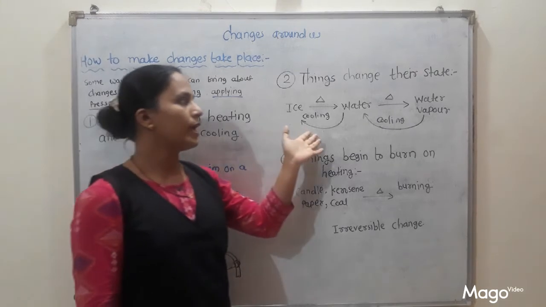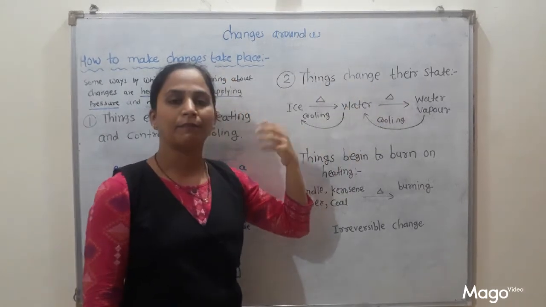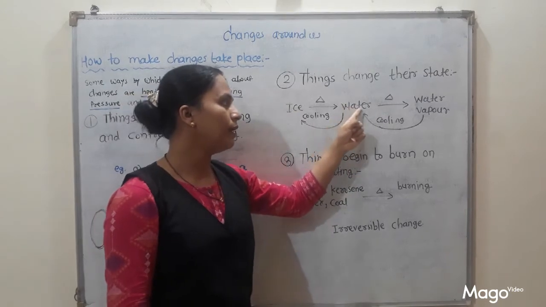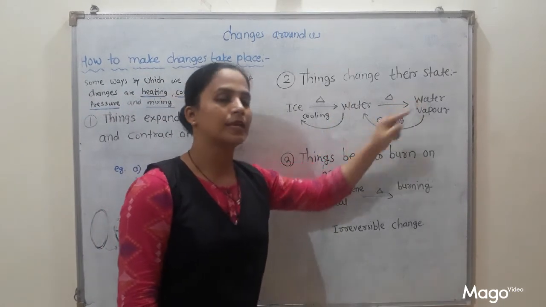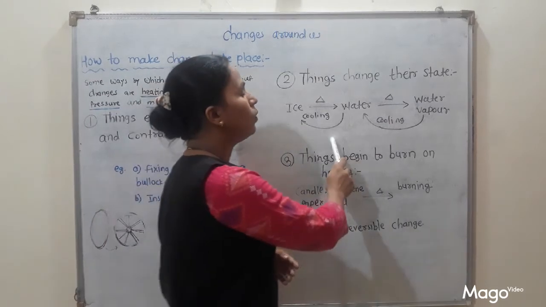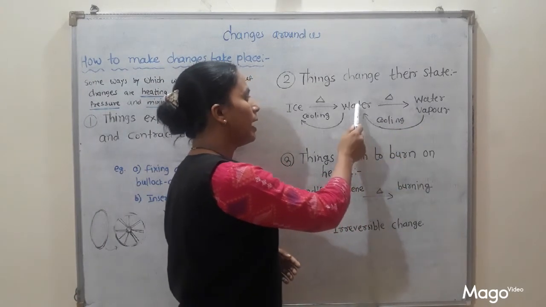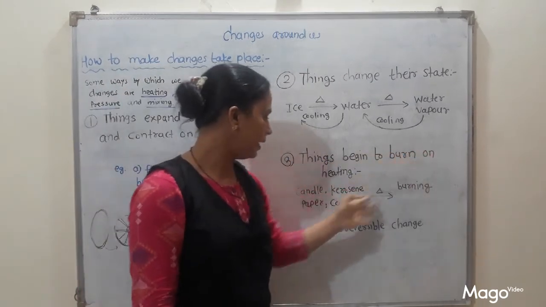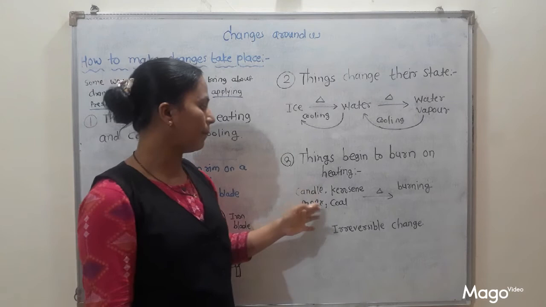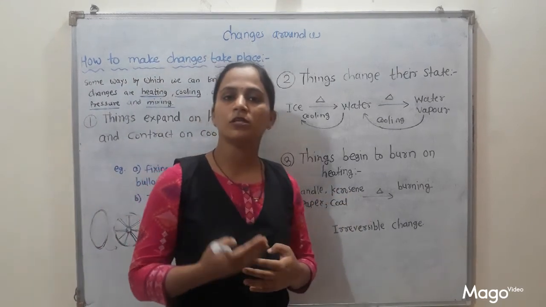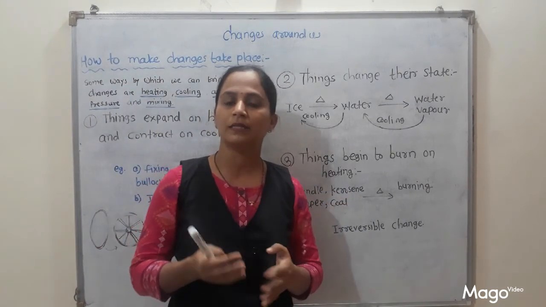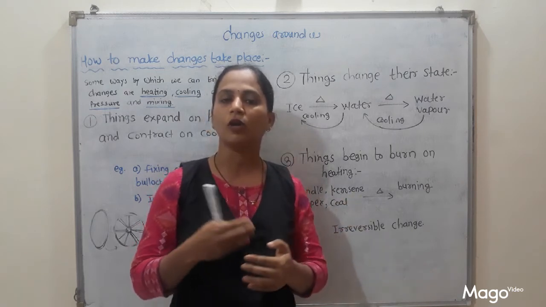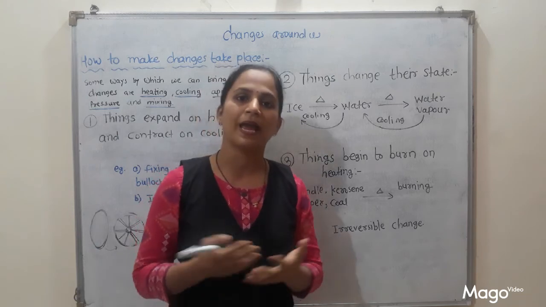Then we can change state of substances by giving heat or by cooling it. The solid gets converted into liquid and liquid gets converted into gaseous state on heating, and on cooling, gases are converted into liquid and liquid is converted into solid state. Then things begin to burn on heating. Certain substances like candle, paper, coal, kerosene, when we give heat to them, they start burning, and this is completely irreversible change, because we cannot obtain original substance by any process.